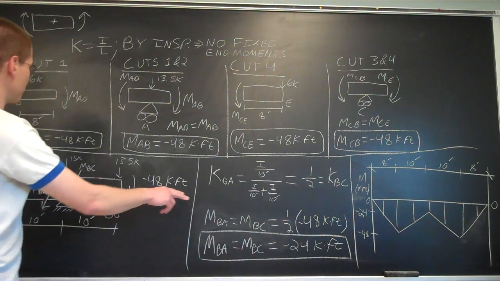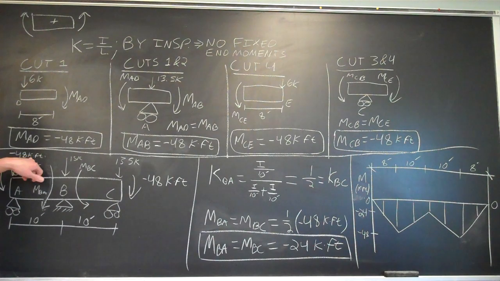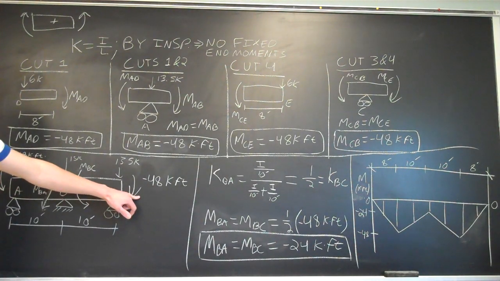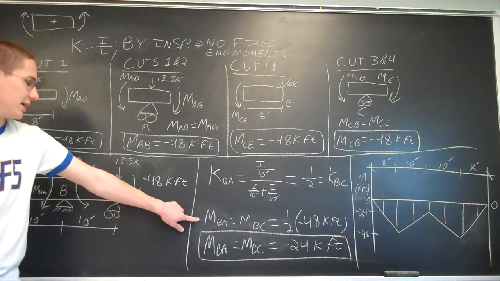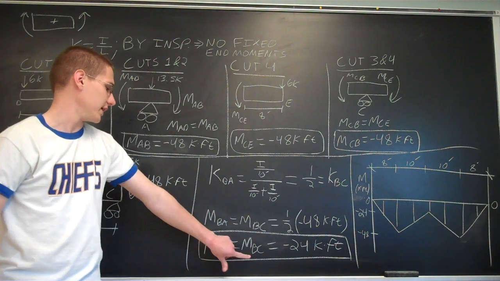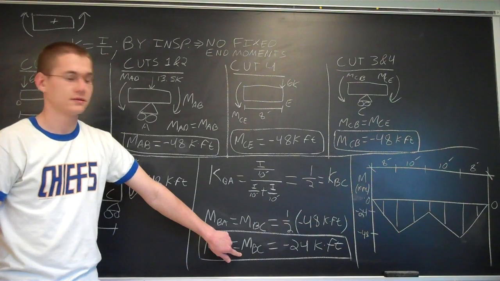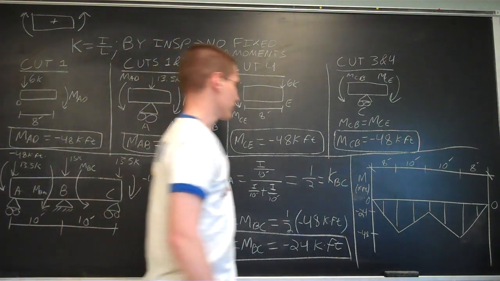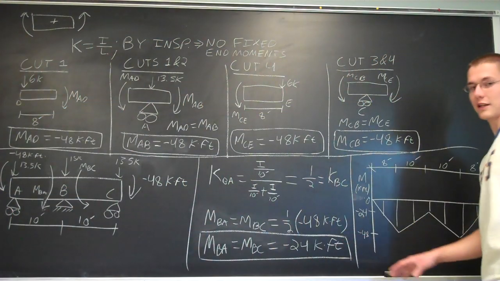So therefore, taking that distribution factor of 1/2 to our negative 48 kip feet from either side, it's going to result in your MBA equaling your MBC, for 1/2 times negative 48, or negative 24 kip feet. So that solves all the moments that we had to find.